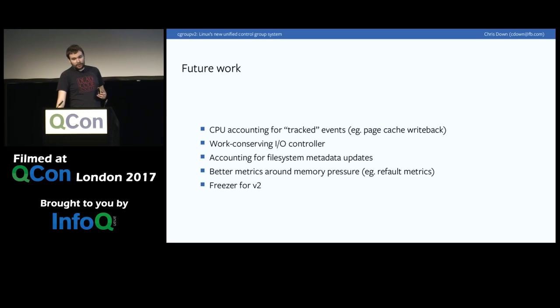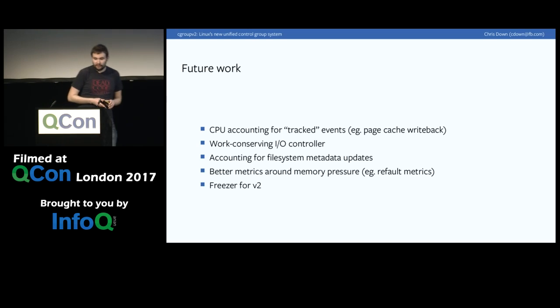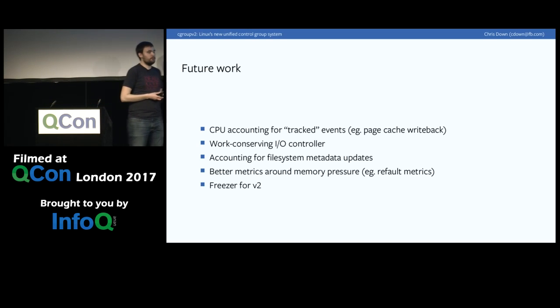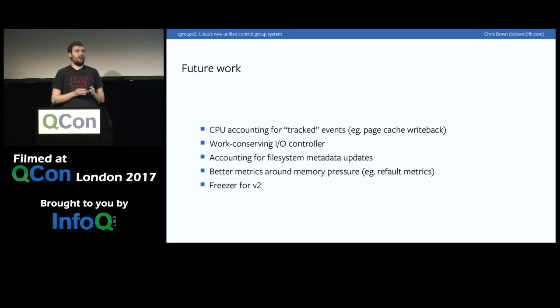The I/O controller is also currently merged, but not work conserving. What this means is we don't redistribute idle resources to other cgroups. This is a fairly important action item because otherwise if you set some limit, then the way it ends up working is you set an absolute limit and it can never go above that amount of I/O, which is not typically what you want. And that's something we're working on.